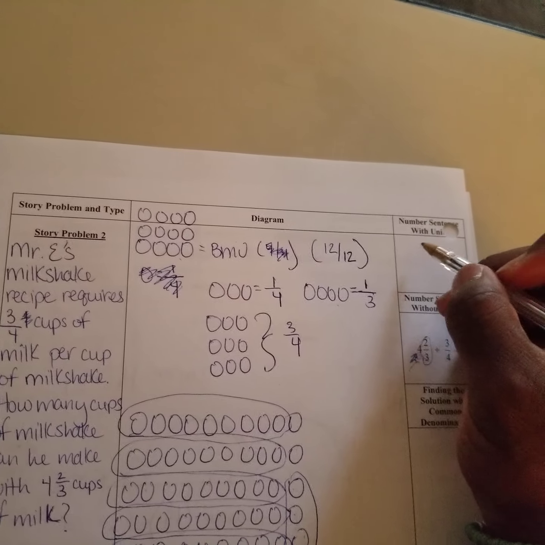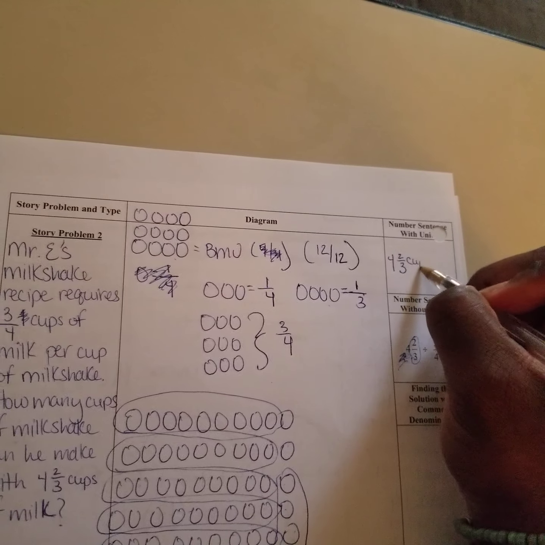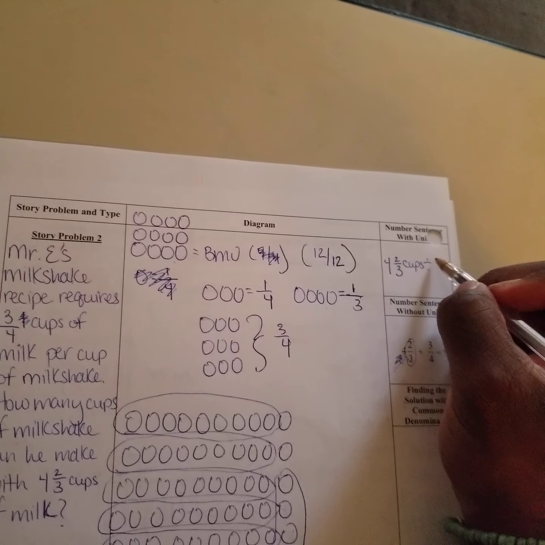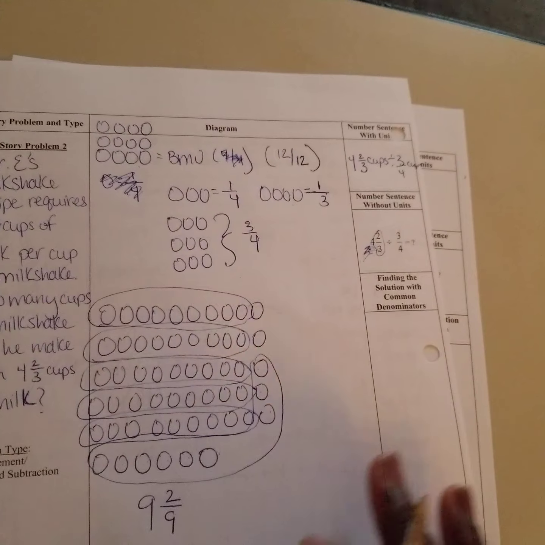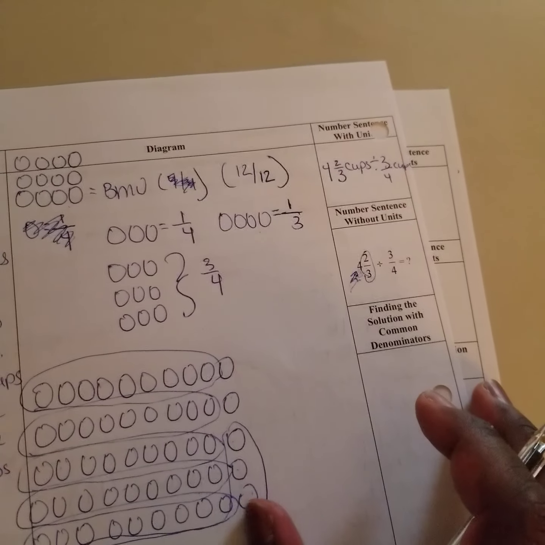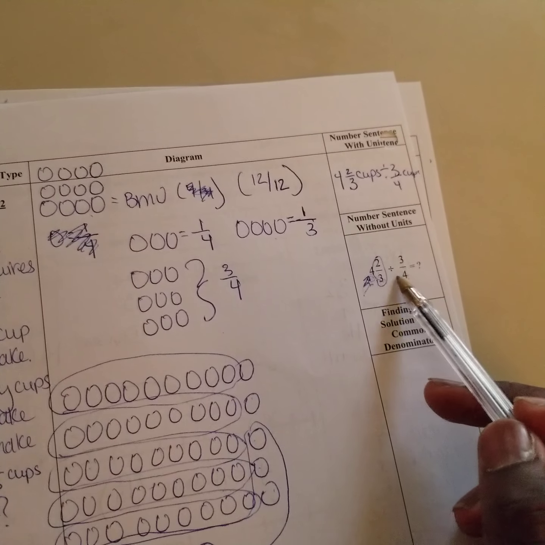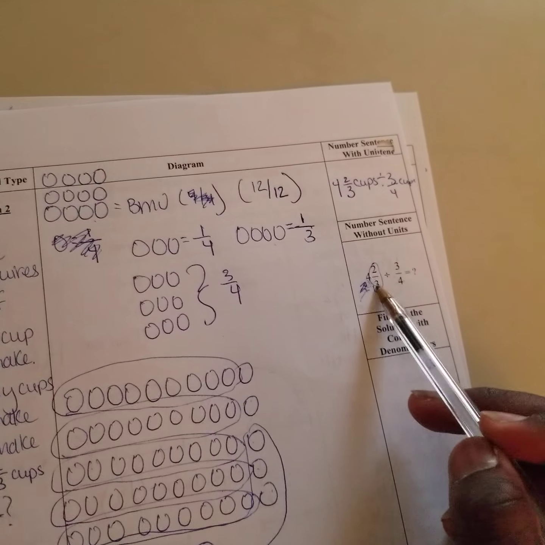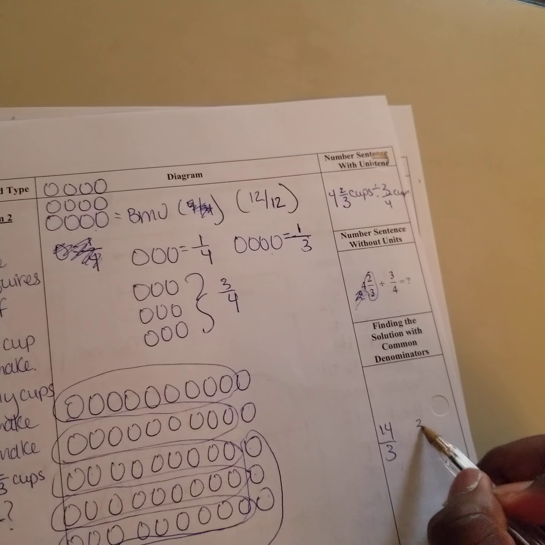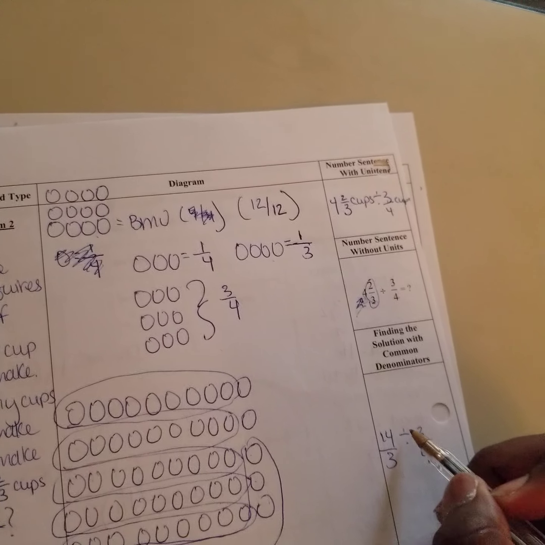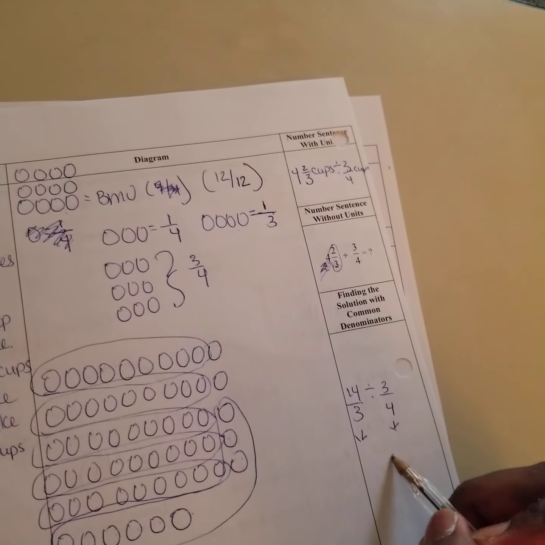So the number sentence with units: 4 and 2/3 cups divided by 3/4 cups. And last but not least, finding the solution with common denominators. So what is the common denominator going to be between 3 and 4? It's going to be 12, right? 12ths. So let's change this. This is going to be 14/3 and divide that by 3/4. And I'm going to change this to 12ths.